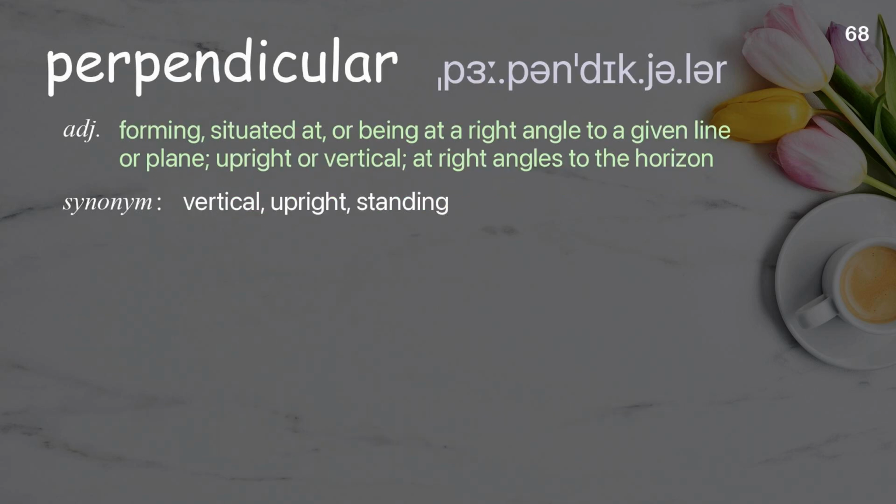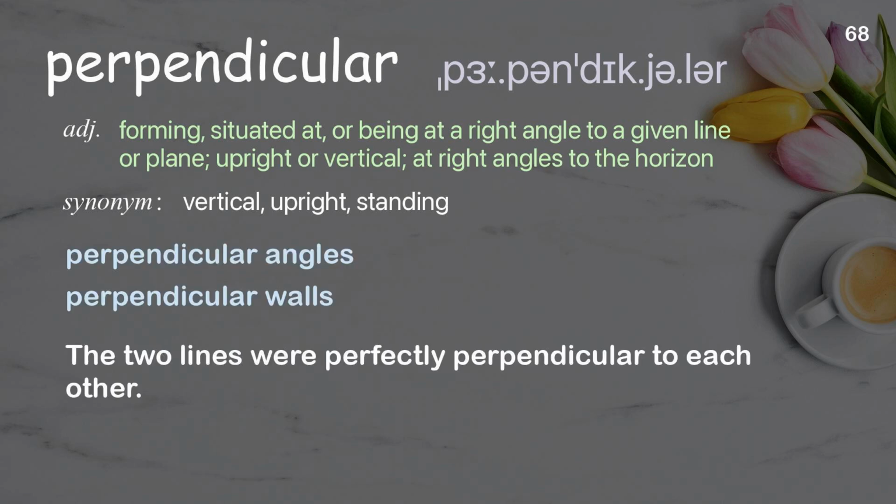Perpendicular. Forming, situated at, or being at a right angle to a given line or plane, upright or vertical, at right angles to the horizon. Examples: perpendicular angles, perpendicular walls. The two lines were perfectly perpendicular to each other.